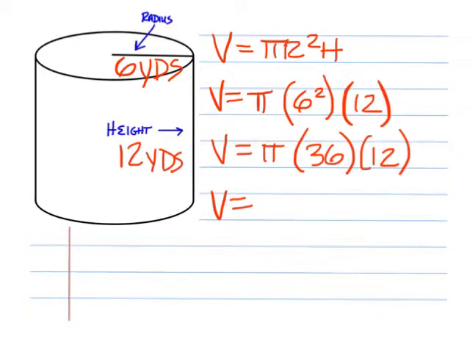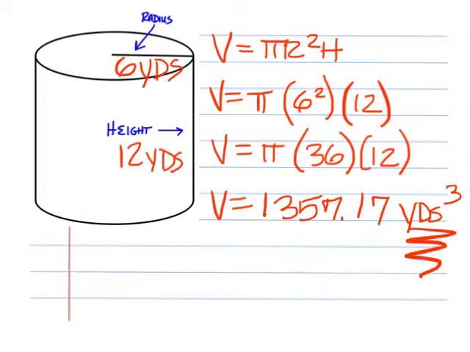In your calculator, you'll hit the pi button, and then times 36 and times 12. We will round the answers to the nearest hundredths place. So that would be 1,357.17 yards cubed. If you don't have the units on the end, it will be wrong.